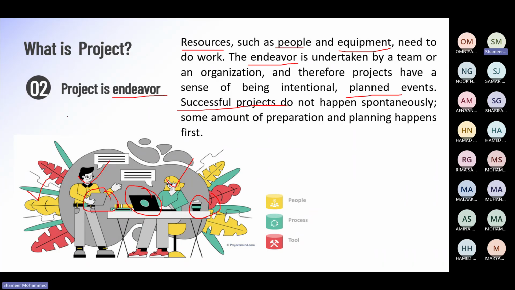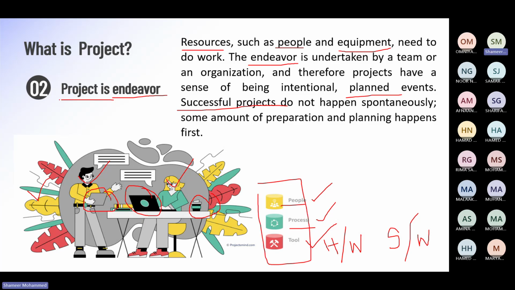In order to do your project, you need equipment, tools. Tools, that is, hardware tools or software tools, etc. Process, this is another lecture you have. People, yes, you need the team. So by taking all these three, you are putting in the effort, endeavor, attempt. This is the second characteristic.